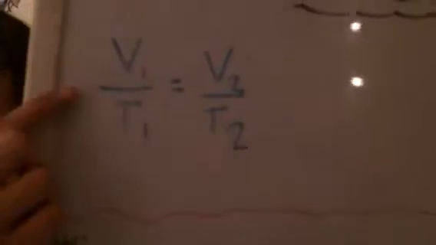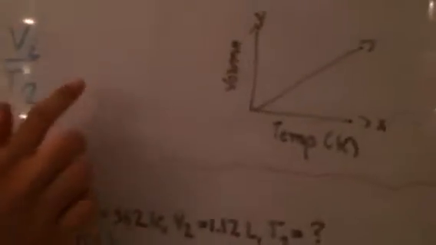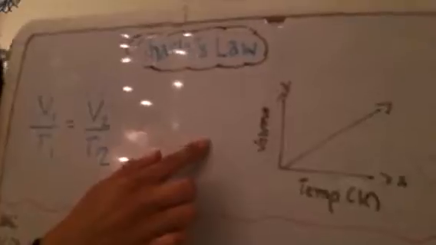To put this in equation form, it would look something like this, and if you wanted to demonstrate it on a graph, it would look like this. The temperature is on the x-axis and the volume on the y-axis, and as you can see, both of them are increasing at a steady rate because they are directly proportional.